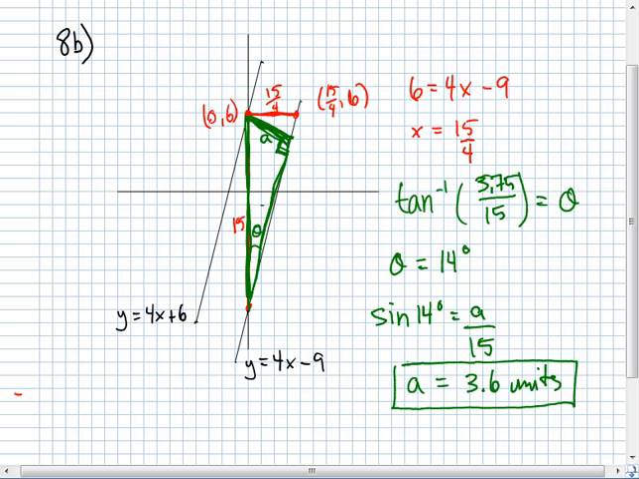So that's just how they want you to do it for number 7, and 8A and C can work the same way. Hope that helps you.